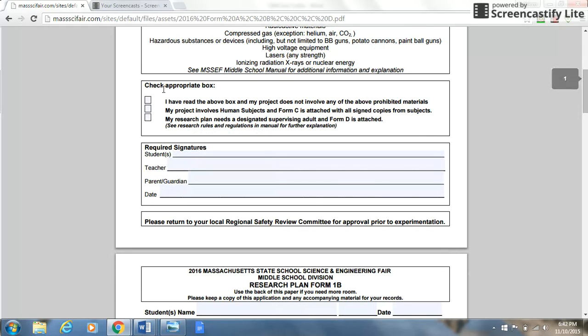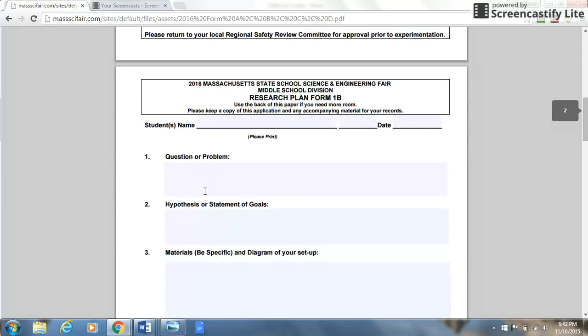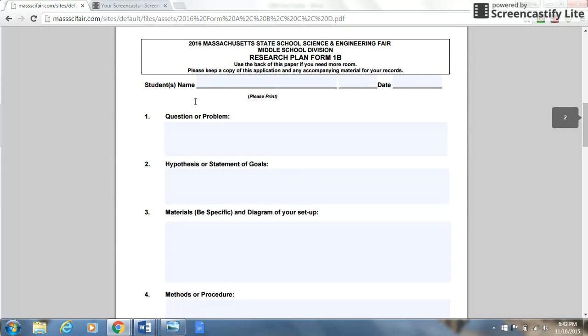Moving down to this area, we have 3 checkboxes. The first of which is just asking if the student has read and understands the rules. The second one is asking if the student is doing a project that includes human subjects, that all of the Form Cs are attached to this form. And the last box is asking if the student's research plan requires a designated supervising adult and if the Form D is attached. The last box is very important and requires a student signature, teacher signature, and a parent or guardian signature and date.